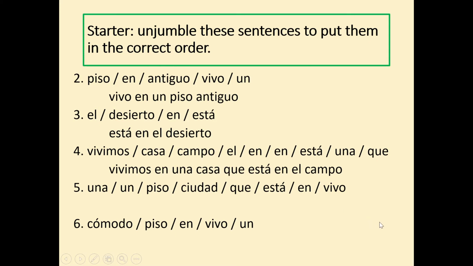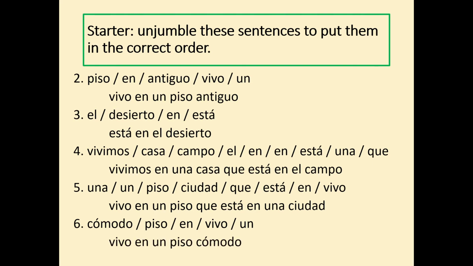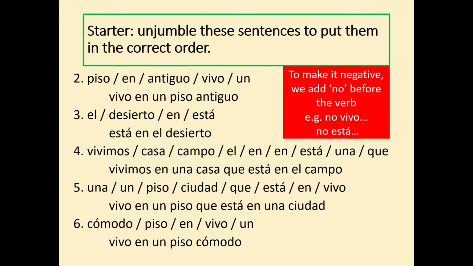Number 5, vivo en un piso que está en una ciudad. I live in a flat that is in a city. And number 6, vivo en un piso cómodo. I live in a comfortable flat. To make all of these sentences negative, which was part of your challenge, we simply add no before the verb. For example, no vivo, I do not live. No está, it is not.